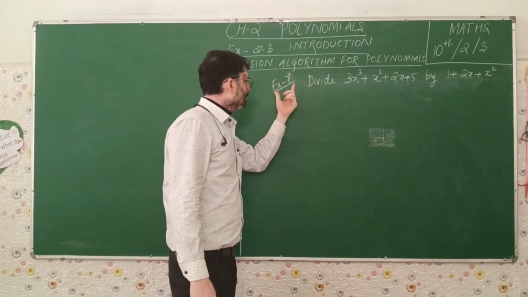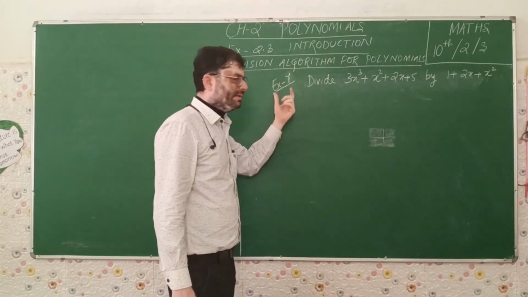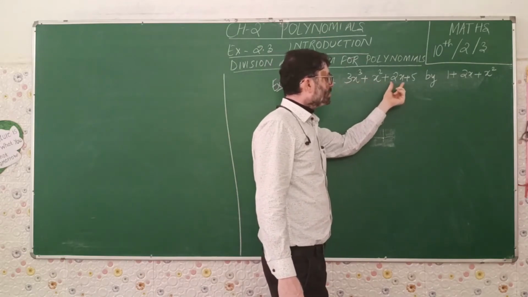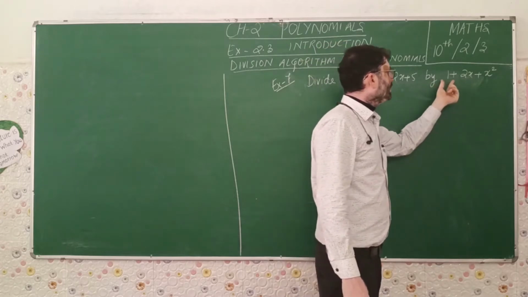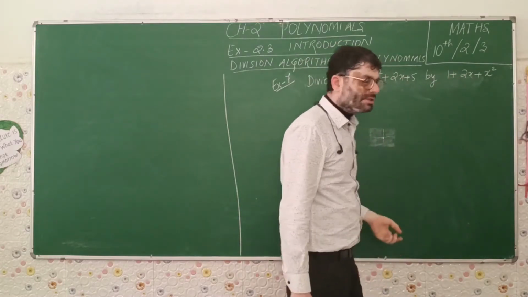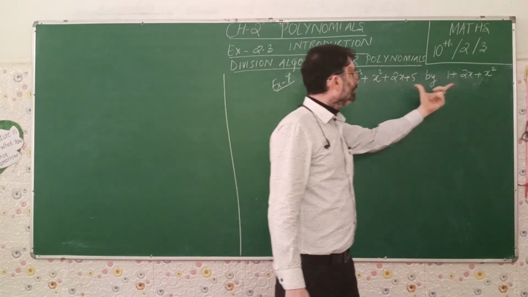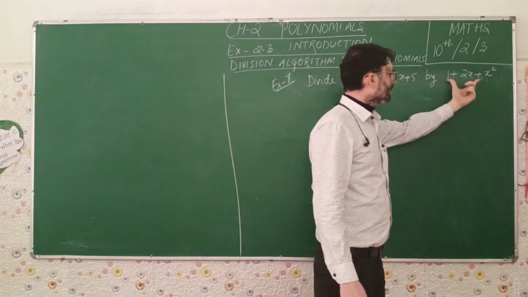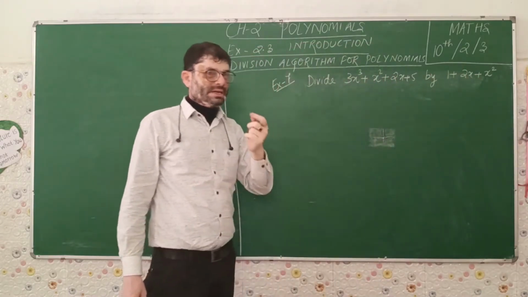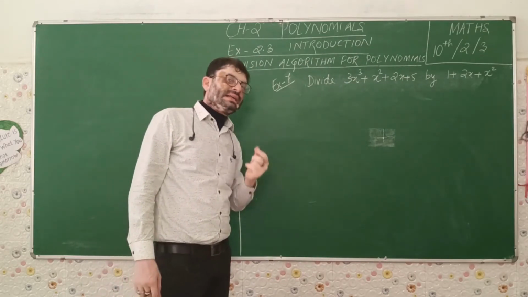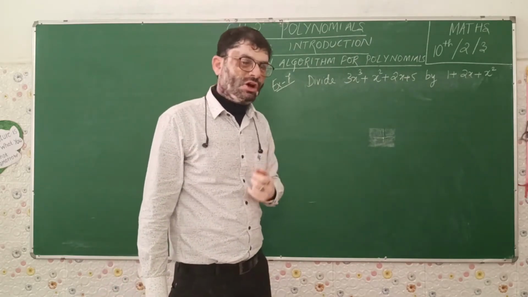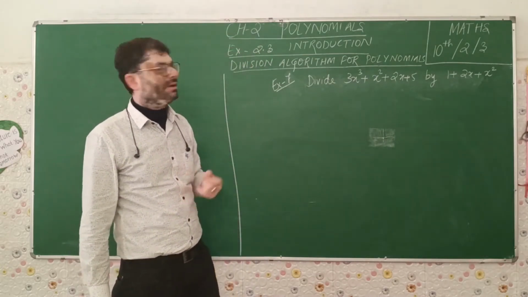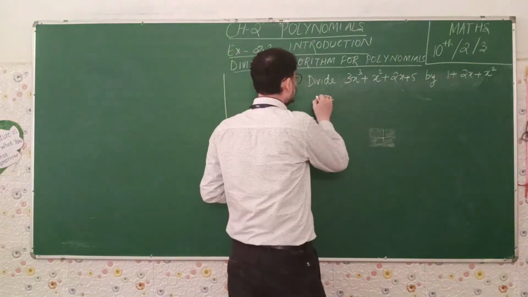Let us take an example from the NCERT textbook. This is example number 7. Divide 3x cubed plus x squared plus 2x plus 5 by 1 plus 2x plus x squared. That means we have to divide this polynomial by this polynomial. In order to divide this polynomial by this polynomial, we have to look at the polynomials first, whether the polynomials are in the decreasing power of x or not. If they are not in the decreasing power of x, we will have to arrange them first in decreasing power of x.